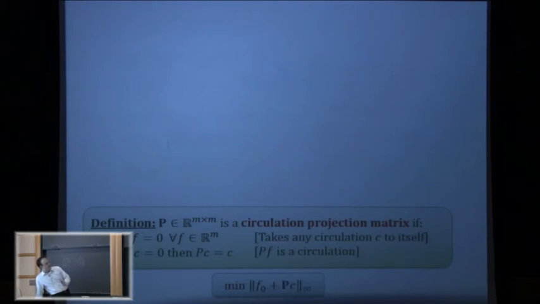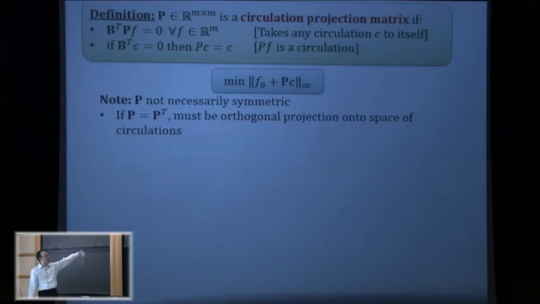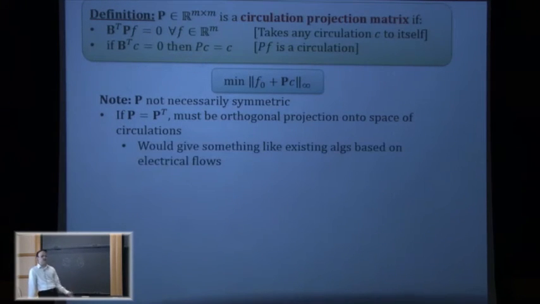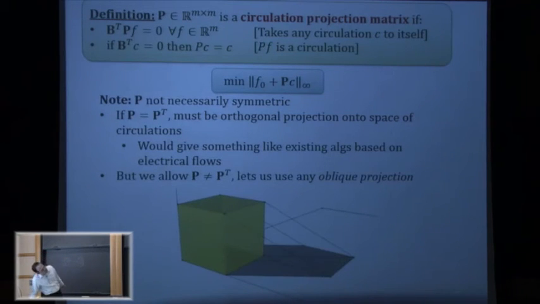Now, the one thing I want to be a little careful with here is that P is not necessarily symmetric. P is not the L2 projection. It's an arbitrary projection matrix, so it's possibly a non-symmetric matrix. If P were equal to P transpose, this would be orthogonal projection onto the space of circulations, and we'd basically get the previous algorithms. But instead, we're going to use what I'll call an oblique projection. I tried to draw a picture of it: it's a not-orthogonal projection. It's a linear operator that projects onto the subspace, but not necessarily orthogonally.